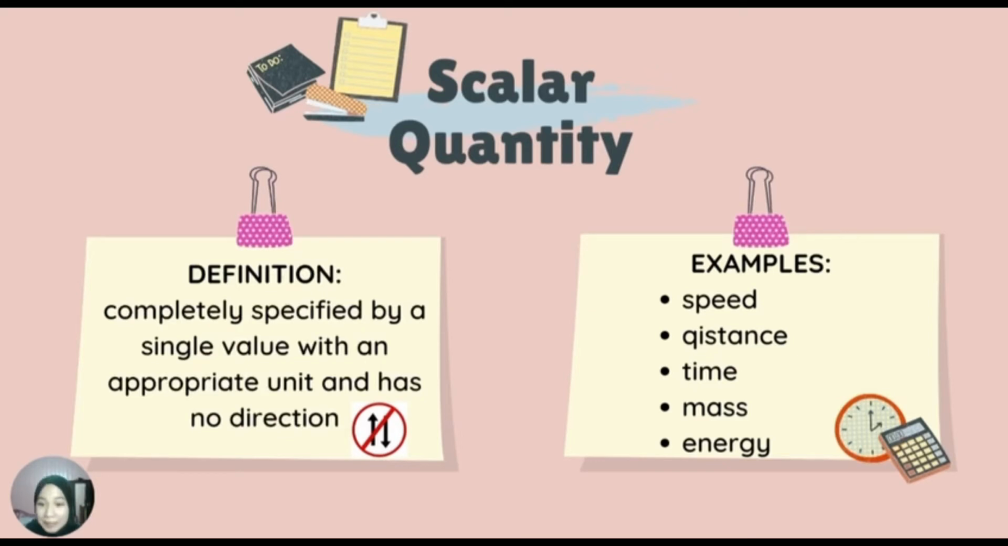For example, if a car travels at 22 meters per second, 22 will be the magnitude of its speed. Because speed by itself does not have a direction, it is a scalar quantity. Other examples of scalar quantities include distance, time, and mass.